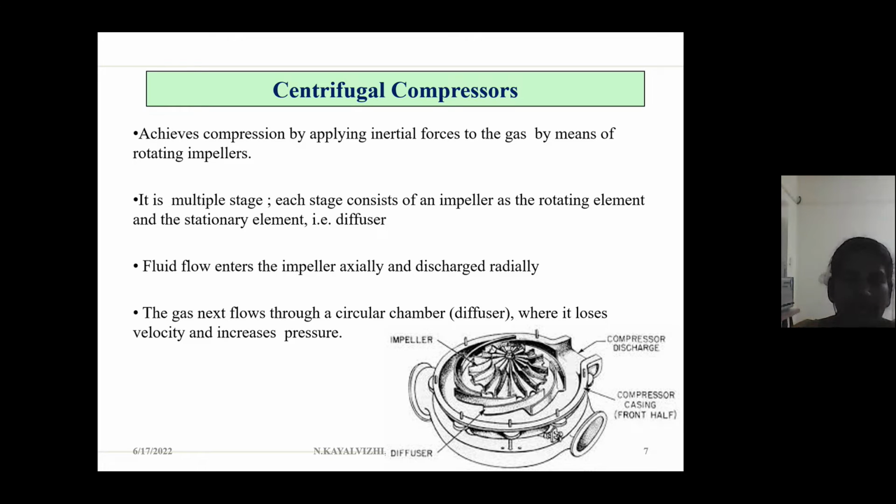The fluid flow enters the impeller axially and discharges radially. The gas next flows through a circular chamber, the diffuser, where it loses velocity and increases pressure. So the velocity is reduced and the pressure is increased. This is a schematic diagram of a centrifugal compressor.